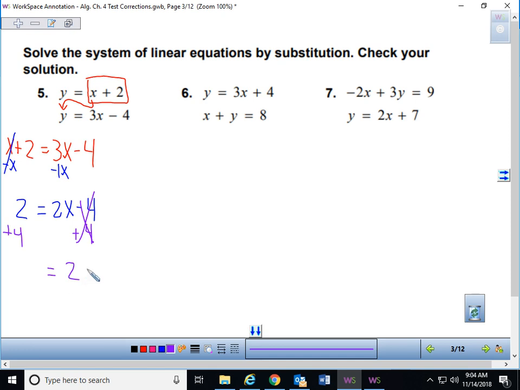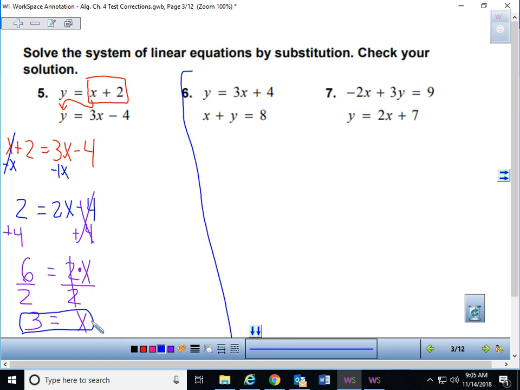This leaves 2x on the right. 2 plus 4 is 6. Getting x by itself, I'm undoing a secret operation of multiplication with division. So I'm going to divide by 2. And this tells me x equals 3. Well, I'm not done, because I need to find my y coordinate. So I'm going to take this value I just came up with, and it doesn't matter which equation you plug it into. I say plug it into the one that looks the easiest. I would say this top equation looks the easiest.